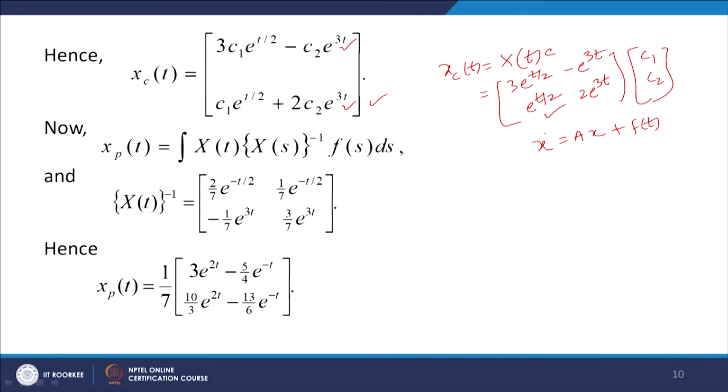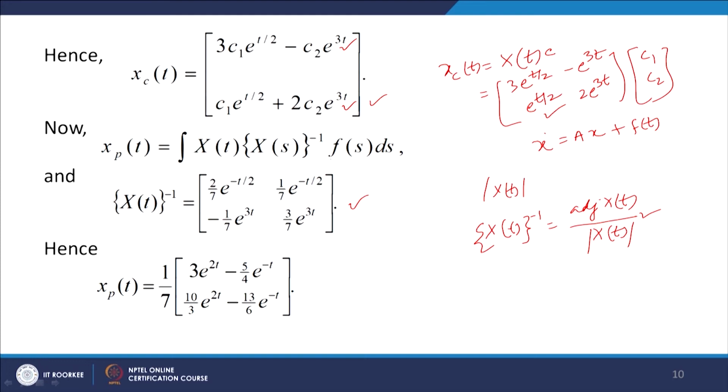So, we can find the determinant of this matrix X(t), we can find the adjoint of the matrix X(t), and then find X(t) inverse. So, X(t) inverse is the adjoint of the matrix X(t) divided by the determinant of X(t). Now, when you do this, you will get the matrix X(t) inverse equal to 2/7 e^(-t/2), 1/7 e^(-t/2), -1/7 e^(3t), 3/7 e^(3t), and hence you now put this X(t) inverse here in this.